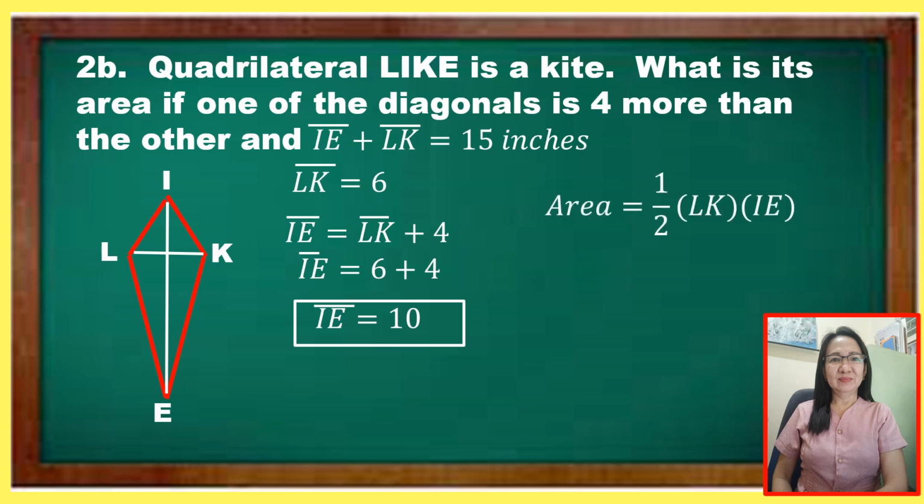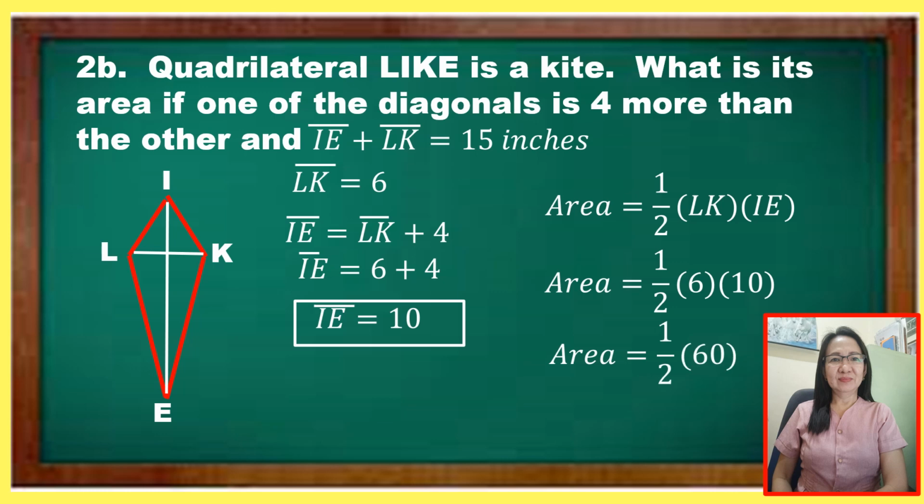Now we are ready to find the area by multiplying our diagonals. So we have the area is equal to 1/2 times 6 times 10. Multiplying this, 6 times 10 is 60 and 1/2 of 60 is 30. So the area is 30 square inches.